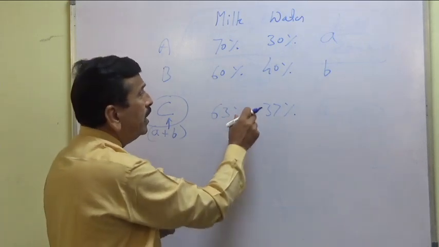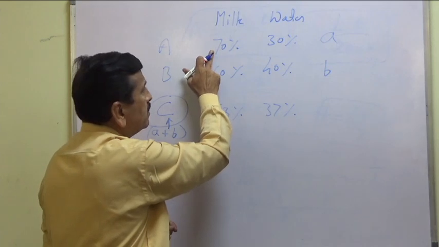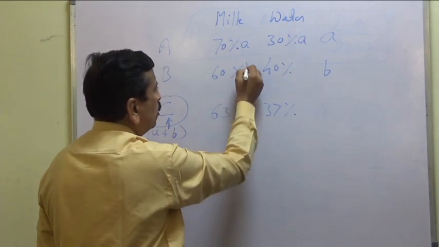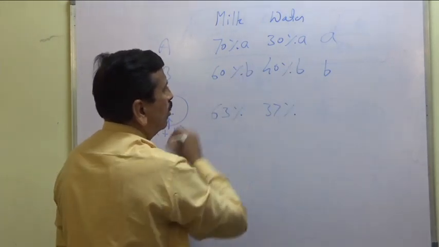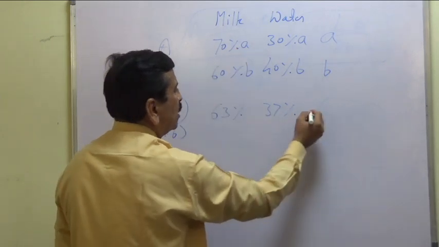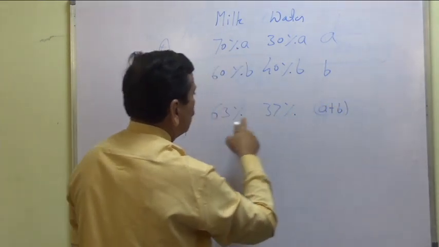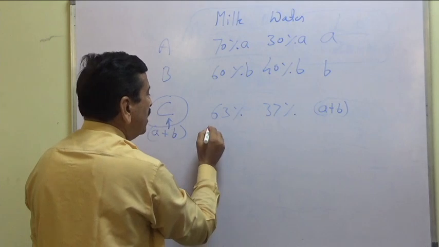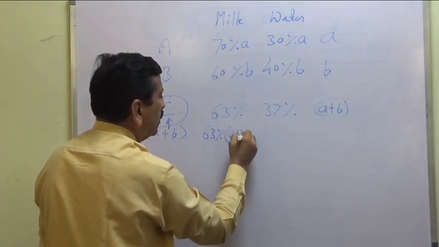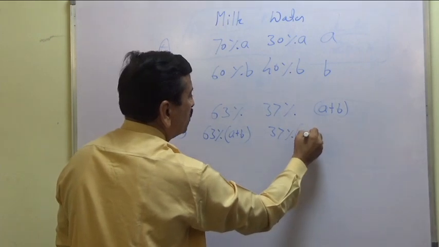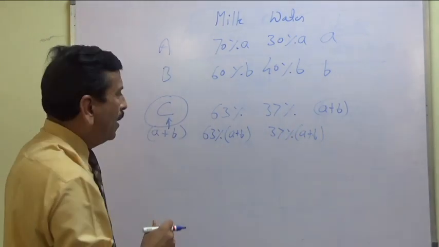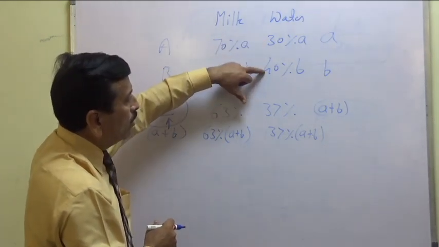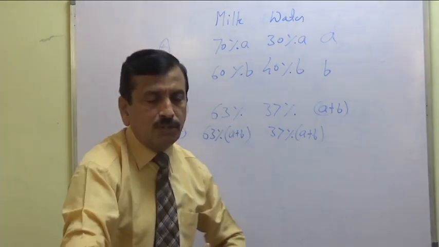Now we realize how much is milk in this? We can always say 70% of A is milk, 30% of A is water. 60% of B is milk, 40% of B is water. Now the total is A plus B, the mixture. So this will be 63% of A plus B, and this is 37% of A plus B. Whatever liquid is there, the percentage will be like this. And therefore the milk and milk together is the milk, the water and water together is the water. Okay, let's see the solution part.